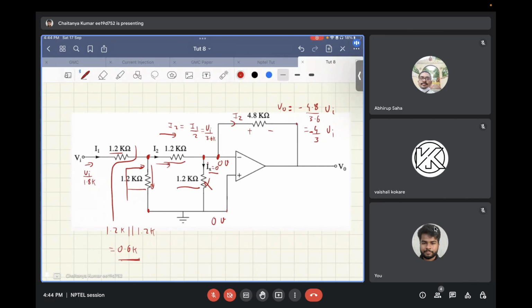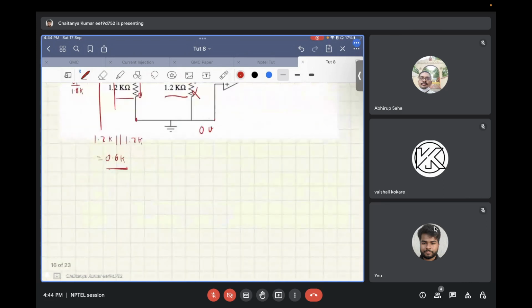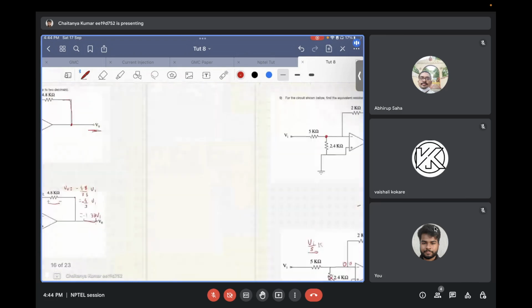And since Ix is 0, all this current I2 will flow through this 4.8 kilo ohm resistor, and hence the voltage developed across this resistor will be the negative of the output voltage. So what you will have as output is minus of Vi upon 3.6 times 4.8. So this comes out to be minus 4 by 3. It is minus 1.33 times Vi. So the gain is minus 1.33. Any doubt in this?